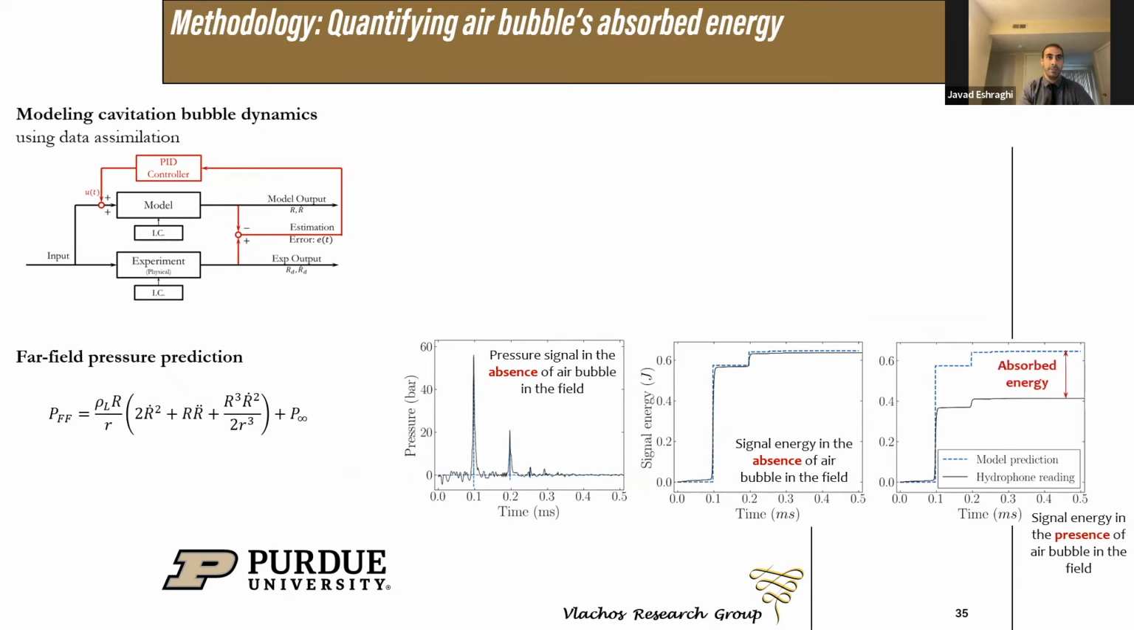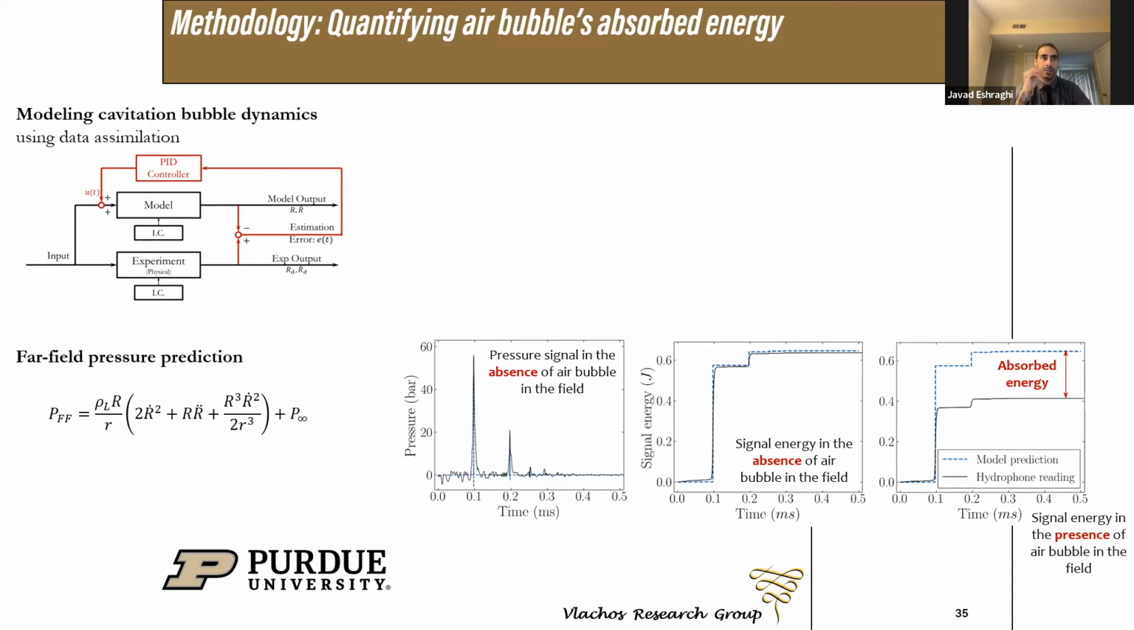we define the discrepancy between the pressure signal energy in the presence and absence of the air bubble as the absorbed energy. We can measure the pressure signal energy in the presence of the air bubble using hydrophone data. And to find the energy of the signal in the absence of the air bubble, we use the data assimilation approach and predict the far-field pressure, which is induced by the cavitation bubble. Now we can estimate the absorbed energy by comparing the hydrophone signal energy and the predicted signal energy by the assimilation model.